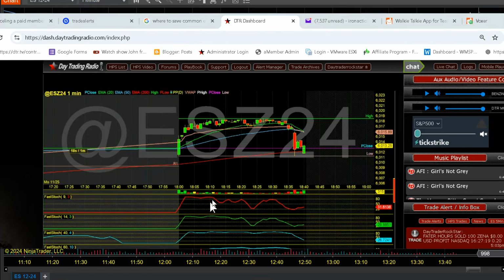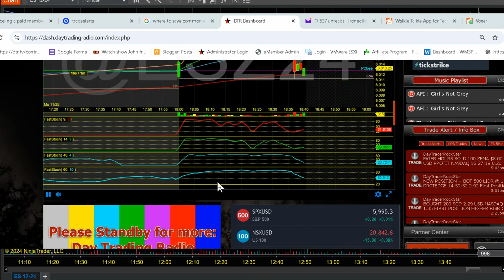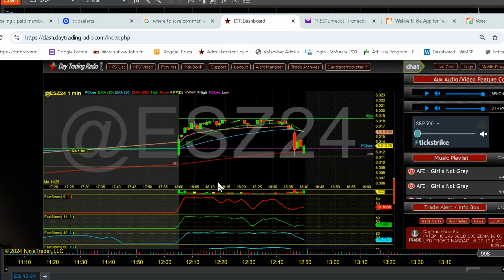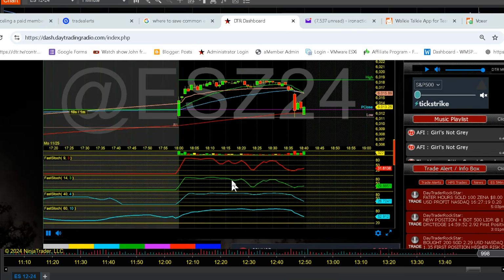All right, here's your dashboard. Is this the market right now? Oh, it is the market right now. Look at that. Market just kind of rolled over there. All right, so here's the market right now.